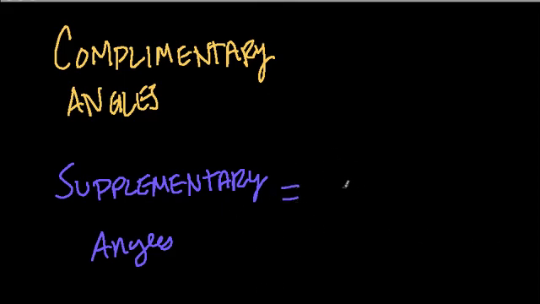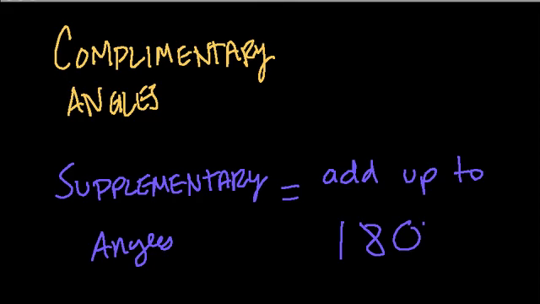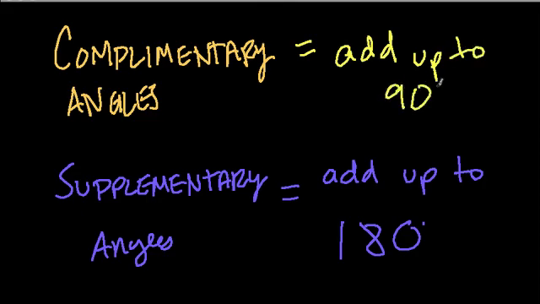So supplementary angles add up to 180 degrees, while complementary angles add up to 90 degrees. Now there are different ways to try and remember this. I think about the alphabet where C comes before S. This has always worked for me.